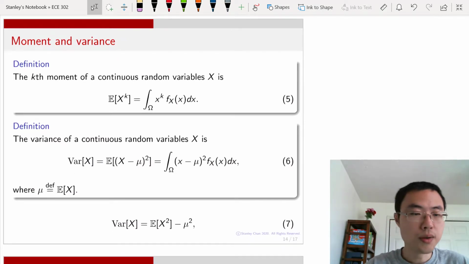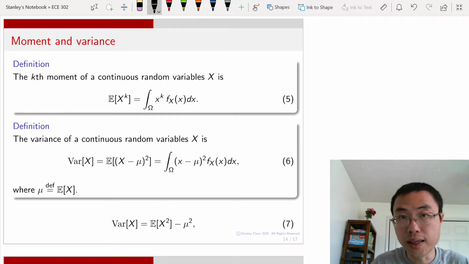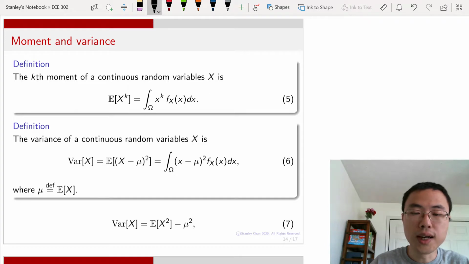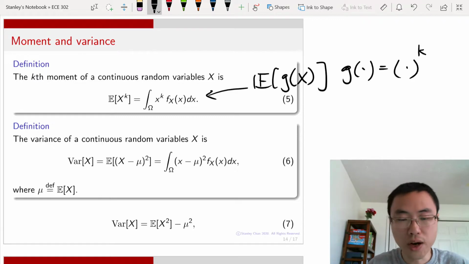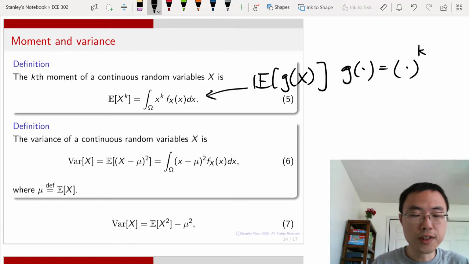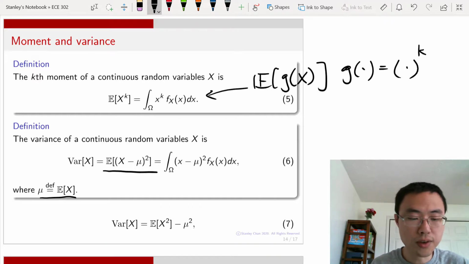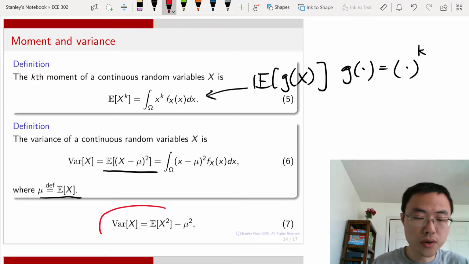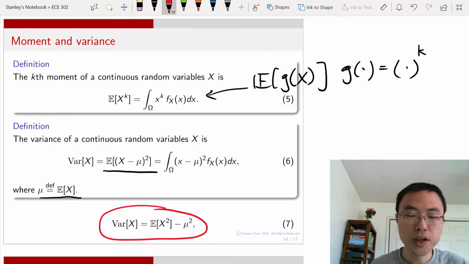So finally, I want to comment on the moment and variance of a continuous random variable. The definition of the kth moment is just the expectation of x to the power k, following directly from the expectation of g of x, where g in this case takes the argument to the power k. The variance of a continuous random variable is defined as the expectation of x minus mu squared, where mu is the expectation of x. And we can easily show that the variance of x is equal to the expectation of x squared minus mu squared. This is true for continuous and also discrete random variables.